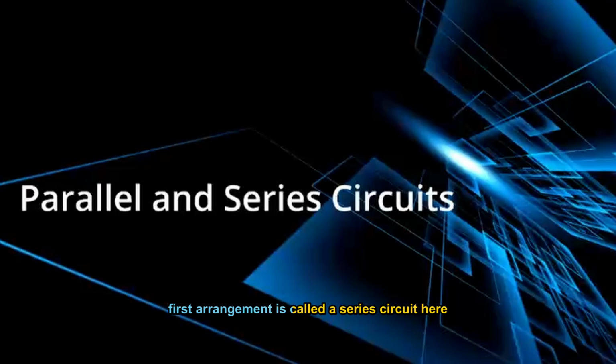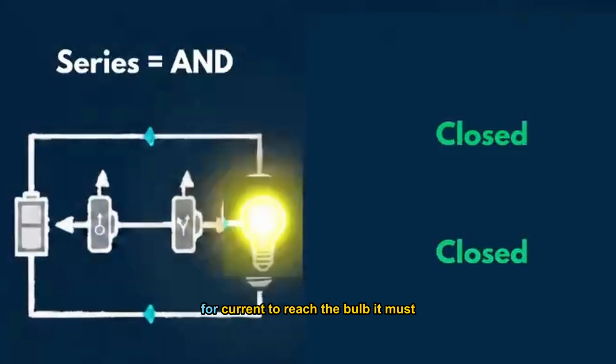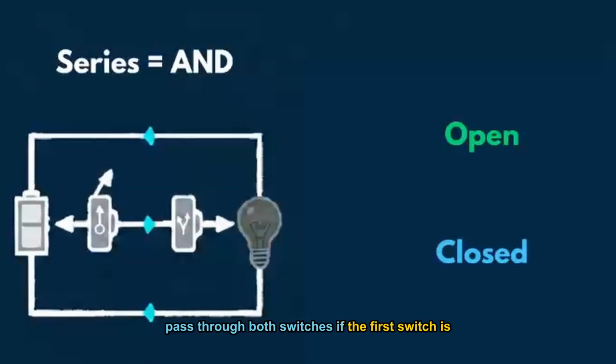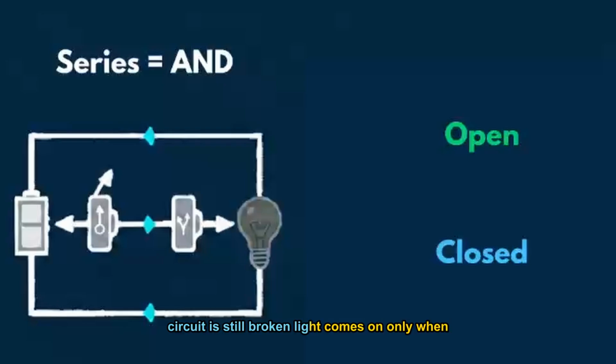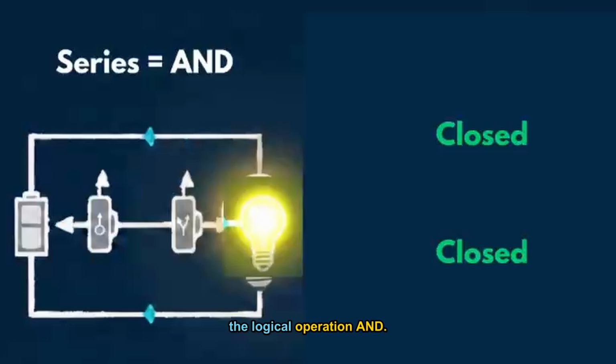The first arrangement is called a series circuit. Here, two switches are connected one after the other. For current to reach the bulb, it must pass through both switches. If the first switch is closed, but the second switch is open, the circuit is still broken. Light comes on only when the first switch and the second switch are both closed. This is why two switches connected in series behave like the logical operation AND.